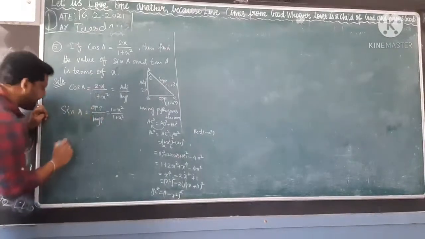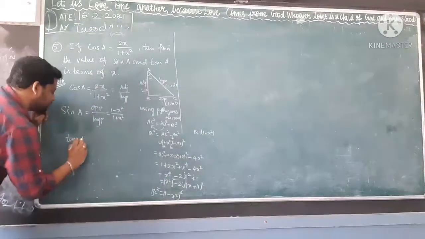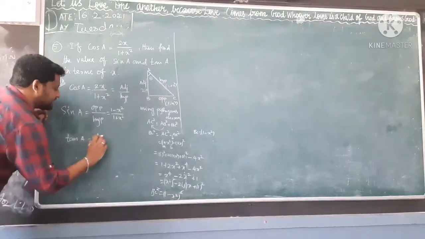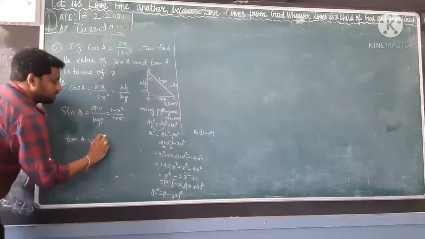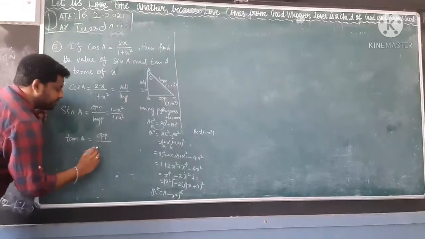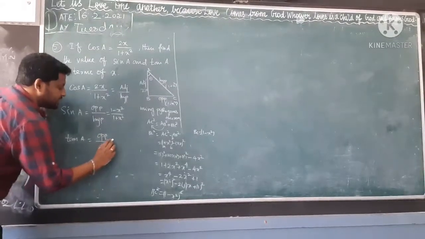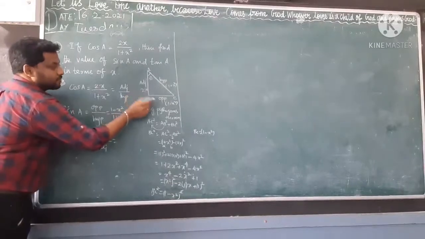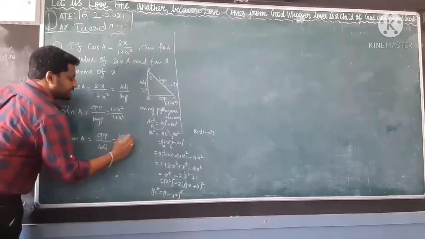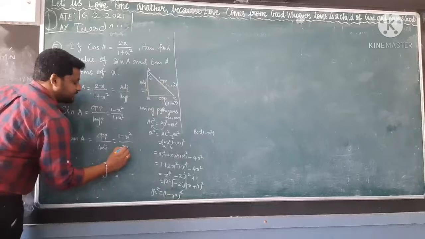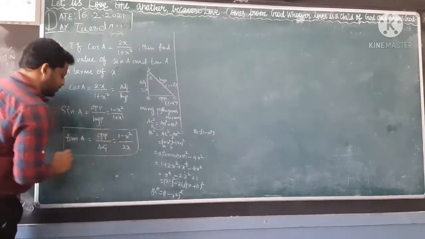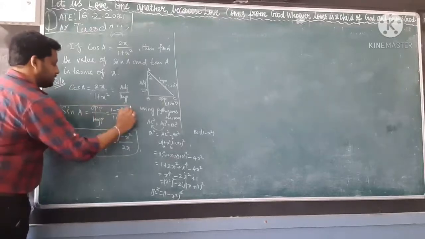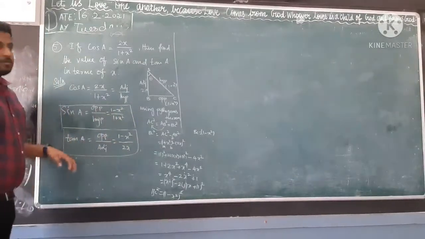What is the value of tan A? Tan A ratio is opposite by adjacent. Opposite side divided by adjacent side. What is opposite side? 1 minus x square divided by adjacent side, which is 2x. So these are the two values for sin and tan theta.